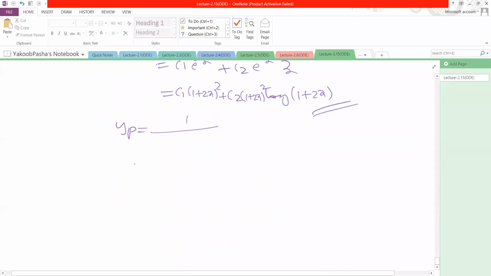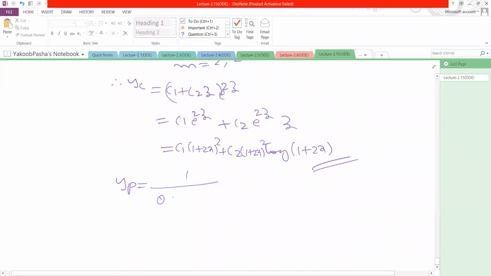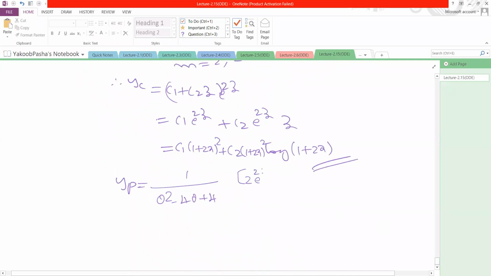Now we go for the particular integral, that is 1 by theta square minus 4 theta plus 4 of 2 e power 2z. Already 2 is a repeated factor, so the denominator automatically becomes 0. So we can write z in the numerator and differentiate the denominator with respect to theta. We get minus 4, so 2 e power 2z.